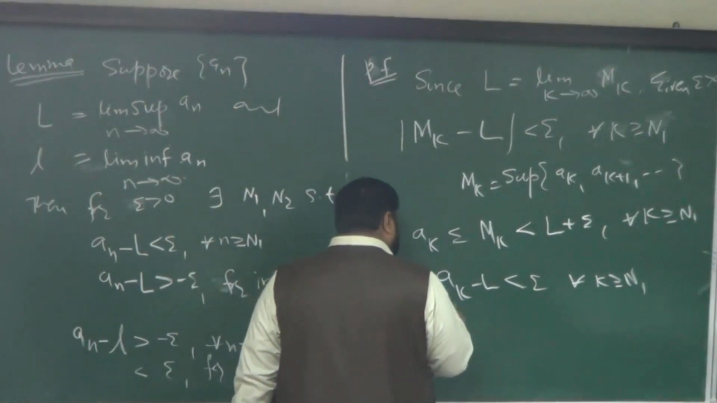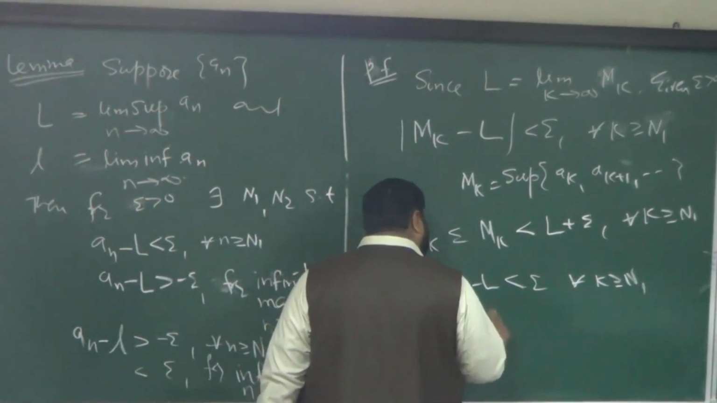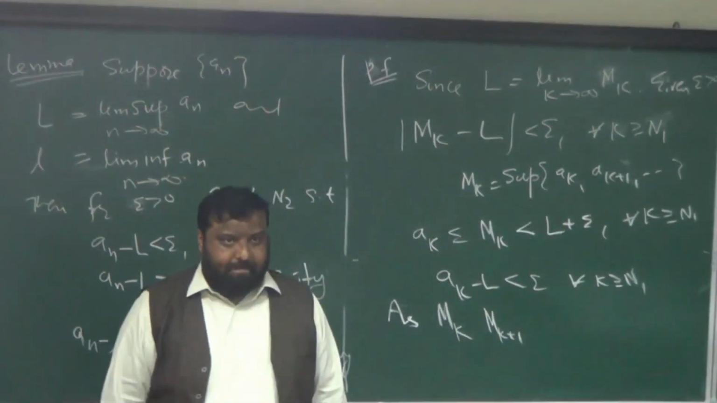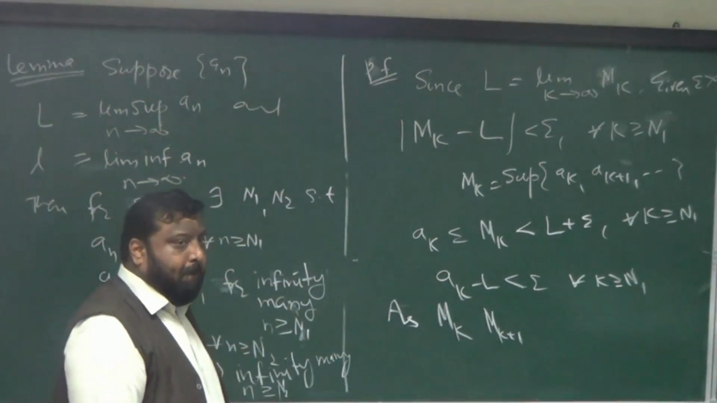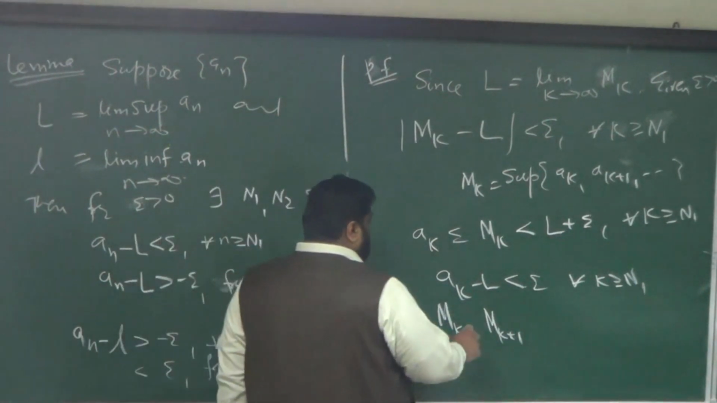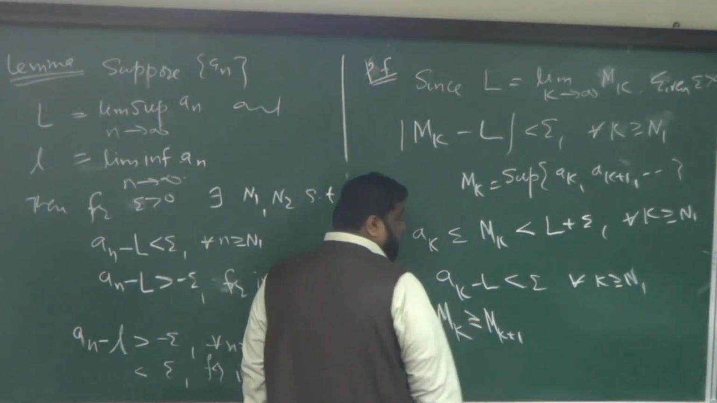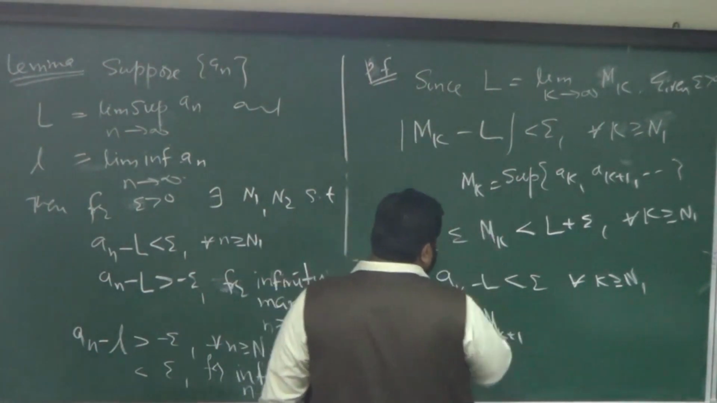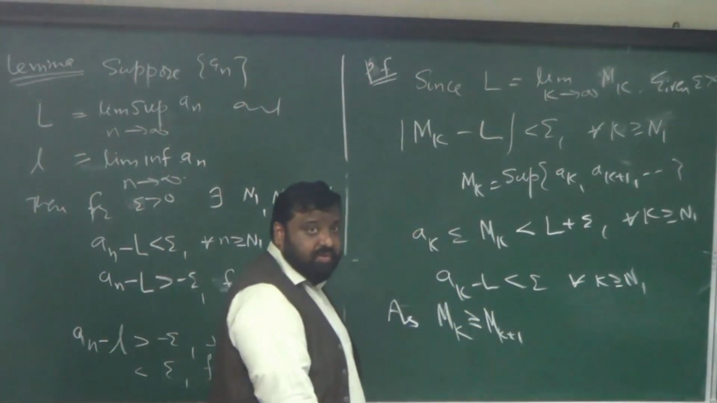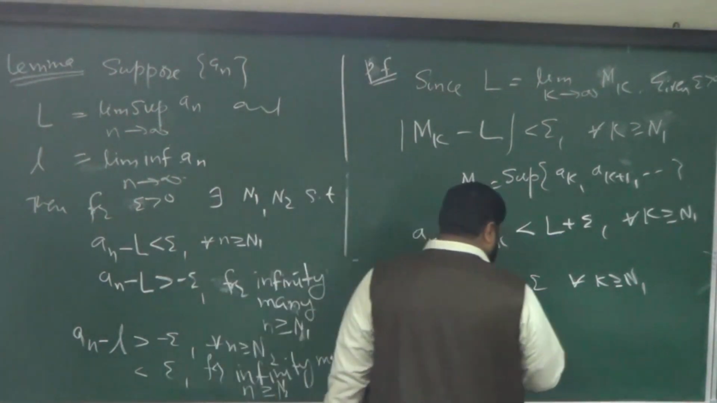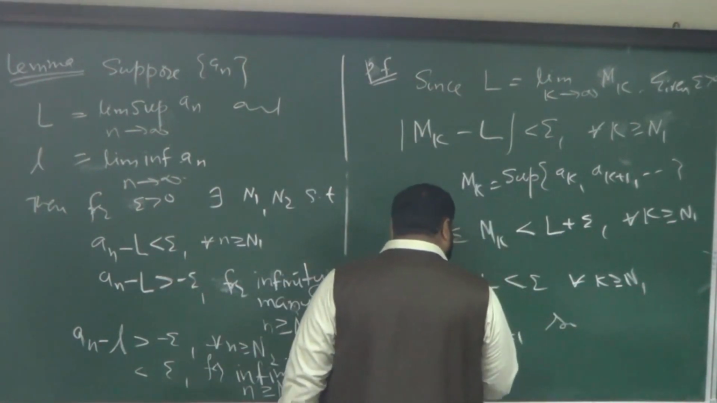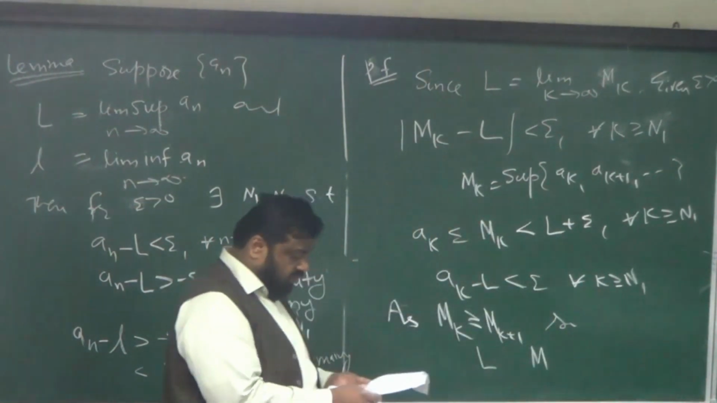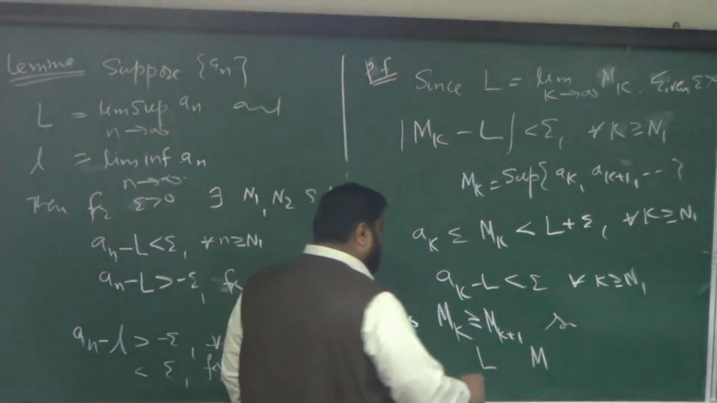What is the relationship between Mk and Mk plus 1? Mk plus 1 should be less, because it is a supremum over a smaller set. And L is the limit of all these. So what would be the relationship between L and the Mks?